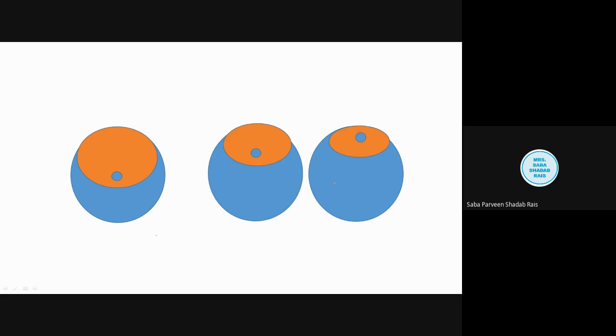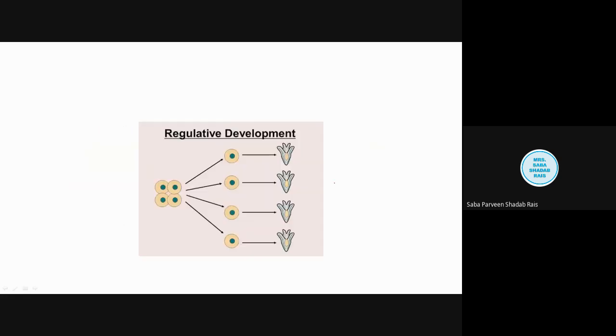We have learned types of egg on the basis of its cytoplasm, as well as we have learned the type of egg on the basis of distribution of its yolk. So now the next topic we are going to learn is about the development. On the basis of the development also, eggs are of two types: mosaic egg and the regulative egg. First we will talk about the mosaic.